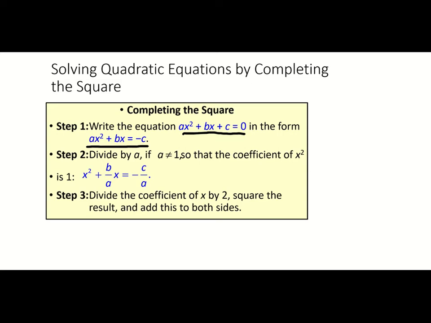Then if you have an a term other than 1, so let's say you had 2, 3, 4, you want to divide the entire equation, all the terms, by that a value, so that you get just an x squared there. And then you have to add something to both sides. To figure that out, you're going to take the coefficient of x. So you are going to take b, because that's the coefficient of x, divide it by 2, and then square it. And that's what you will add to both sides of your equation.